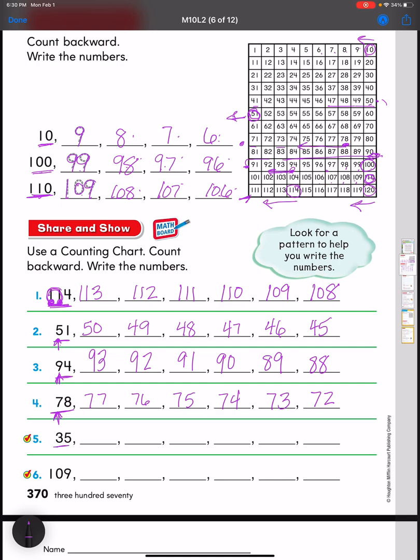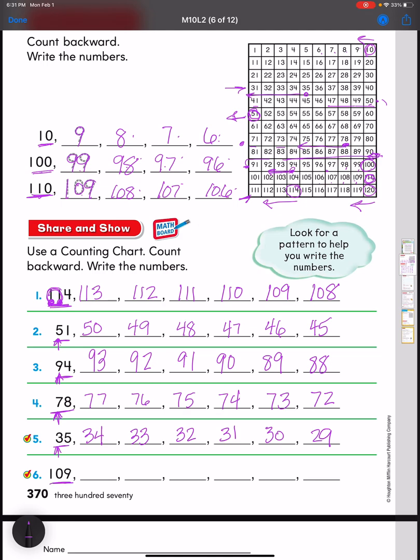Number 5. I'm going to start at 35 and decrease. I'm going to go backwards. I'm going to look for the 30s on my chart. Here it is. And I'm going to find 35. Here's 35. We are going this way. We're decreasing by 1. So 35, 34, 33, 32, 31, 30, 29.